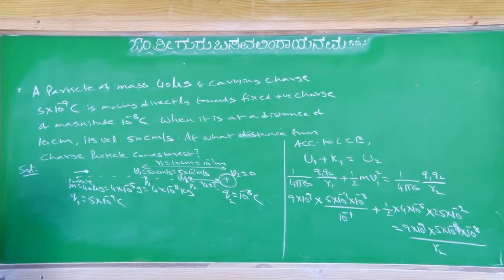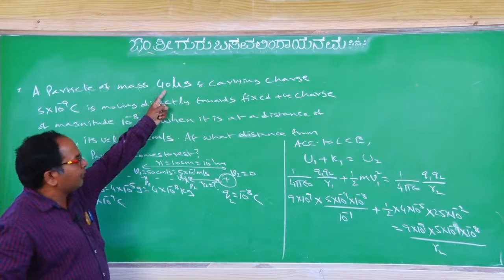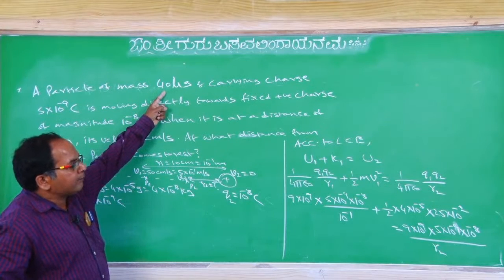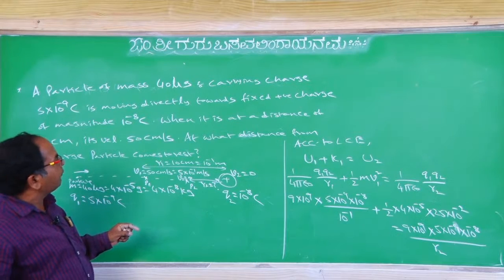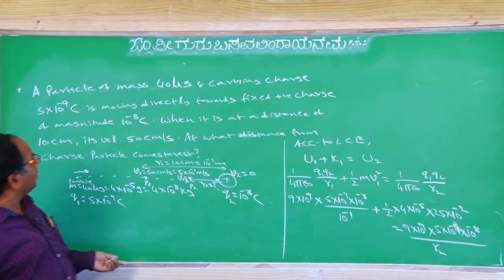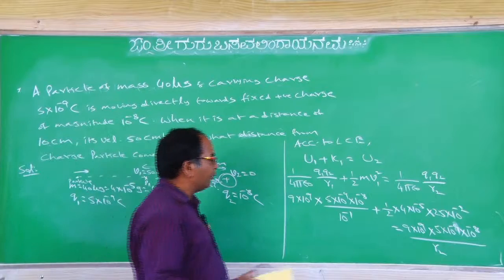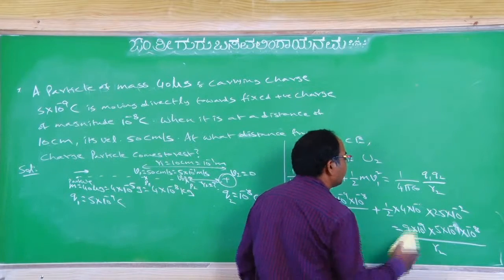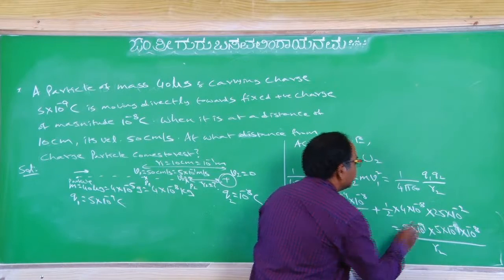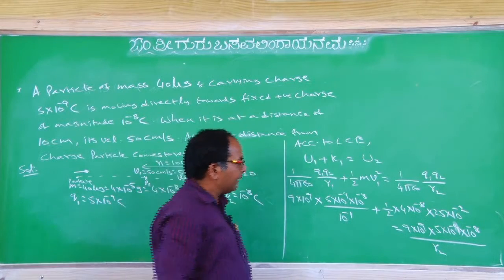What is the given mass of the particle? 40 microgram. 40 microgram means 4 into 10 to the power of minus 8. Where do I convert? 4 into 10 power minus 8. Very good. So, 10 to the power of minus 8. Try to find out.